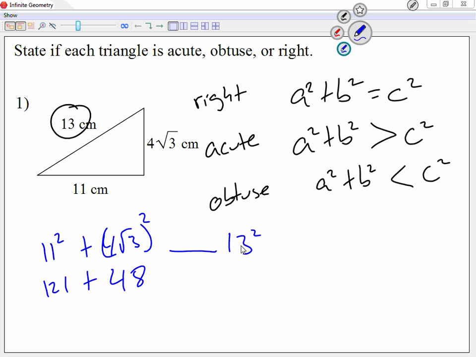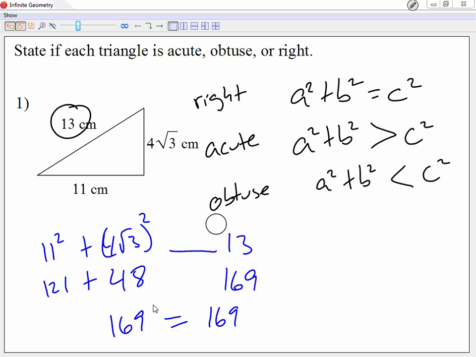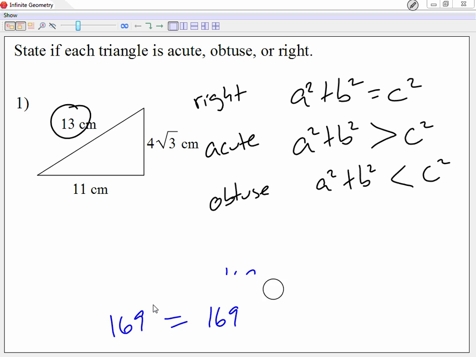On the other side, how much is 13 squared? 169. On the left side, how much is 121 plus 48? So one side is 169, the other side is 169, so I get an equal sign in between them. Is that right, acute, or obtuse? It's a right triangle. Remember, the sign is basically what's going to tell me. Not all of them are right.